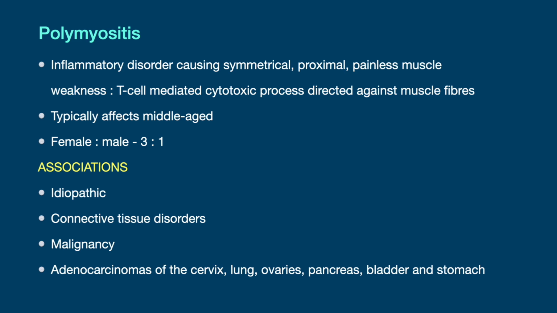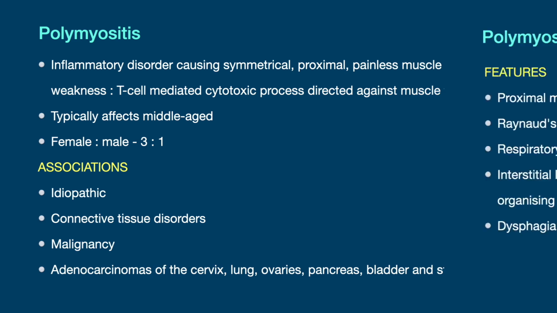Polymyositis is an inflammatory disorder causing symmetrical, proximal, painless muscle weakness, thought to be a T-cell mediated cytotoxic process directed against muscle fibers, typically affecting the middle-aged group, with females being more at risk compared to males. Among the associated conditions with polymyositis include connective tissue disorders, malignancies, and adenocarcinoma of the cervix, lungs, ovaries, pancreas, bladder, and stomach, and this accounts for approximately 70% of the cancers associated with inflammatory myopathies.